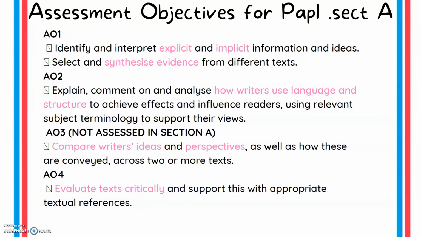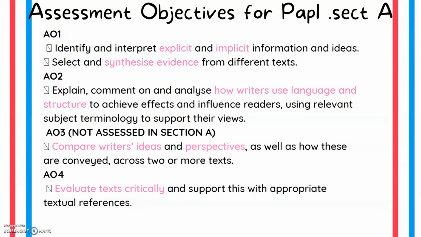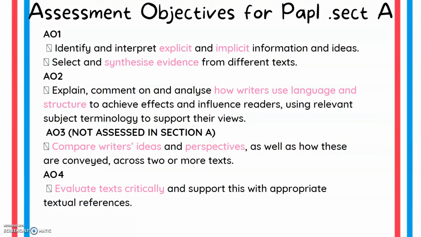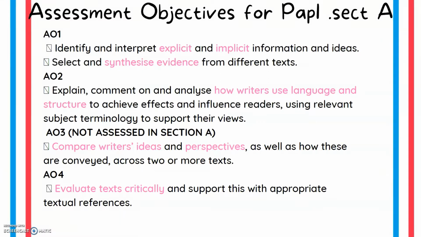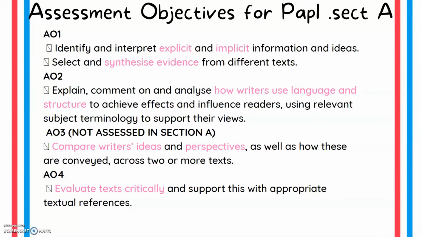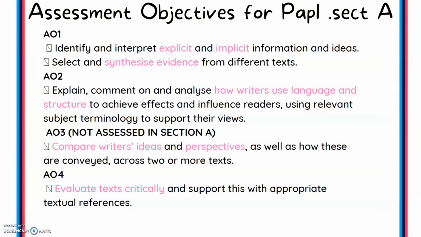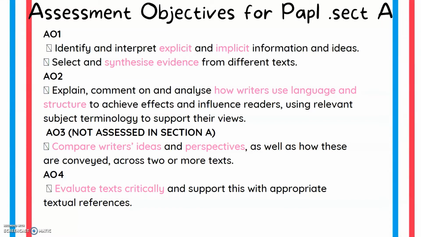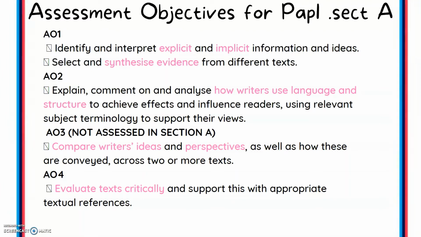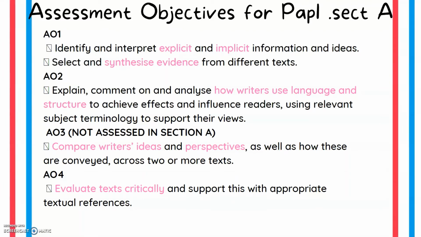AO1 is being able to identify and interpret explicit and implicit information. Explicit means obvious, and implicit means being able to read between the lines. For AO2, you have to comment on how the writers use language and structure, which you should already be familiar with in literature. And AO3, which is not assessed, is just being able to compare writers' ideas, which will be for comparison essays. And AO4 is being able to evaluate texts critically and support this with references.